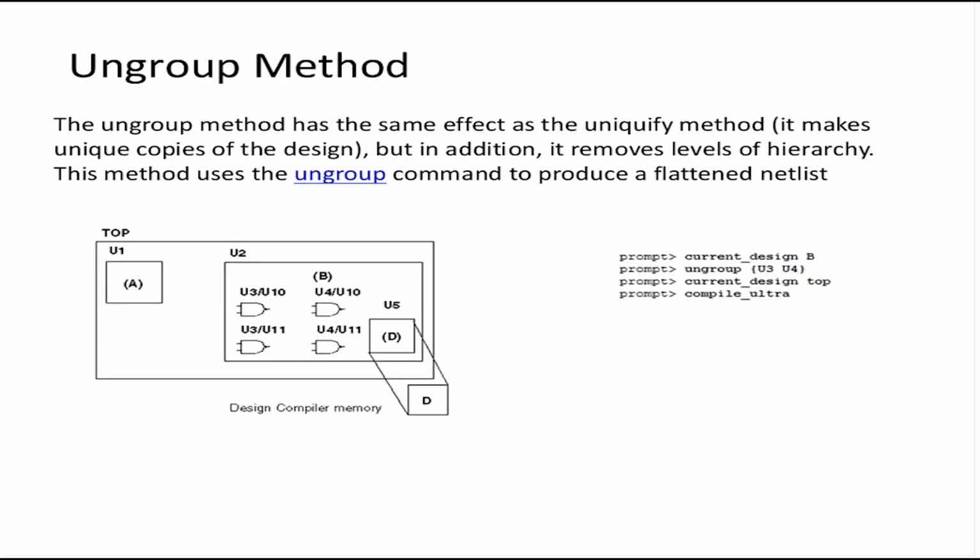Third is the ungroup method. This method is almost the same as the unify method, but it will remove the level of hierarchy. So this ungroup command is not tied to the unification process. That means you can use the ungroup command to remove the hierarchy at any part of the design. So here what we do is we remove this hierarchy.